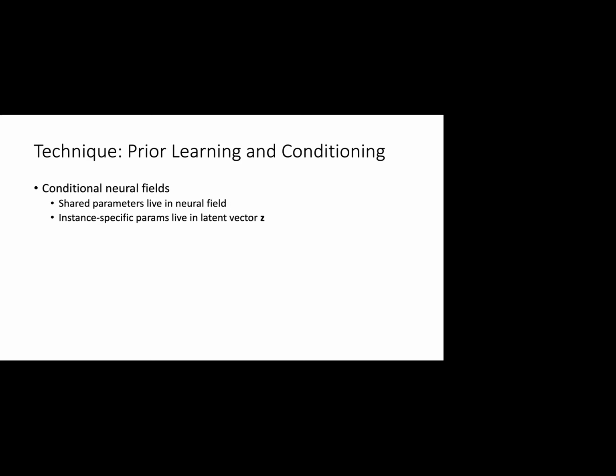So section 2, prior learning and conditioning. Before we get into this, who here feels like they understand what conditioning means? I had trouble with this the first time I read the paper. So when I hear the words prior learning and conditioning, I think of Bayesian learning, Bayesian statistics and prior statistics. That's how I think about prior learning. But yeah, what is your take on it?